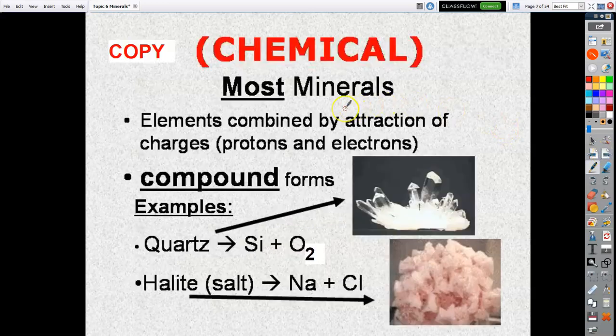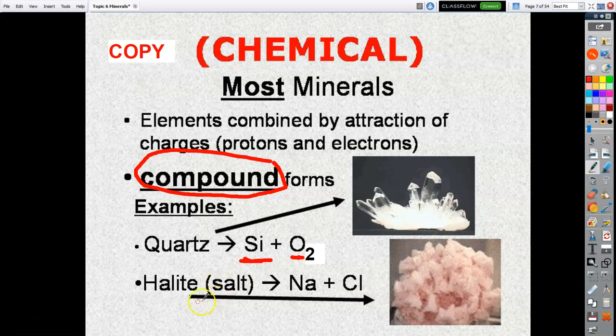Now, most minerals are what are called compounds. A compound means it's made up of more than one element. Again, quartz is an example of a compound. It's made up of the element silicon plus 2 oxygens, SiO2. So because it's made of silicon and oxygen, it's a compound. So anytime a mineral is made of more than one element, it's a compound.